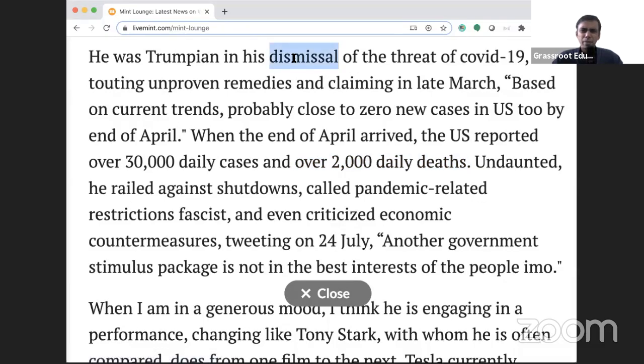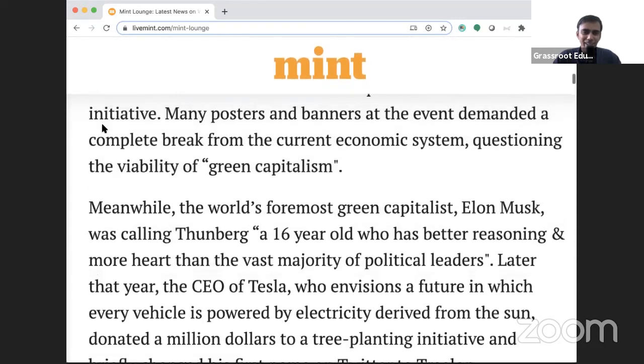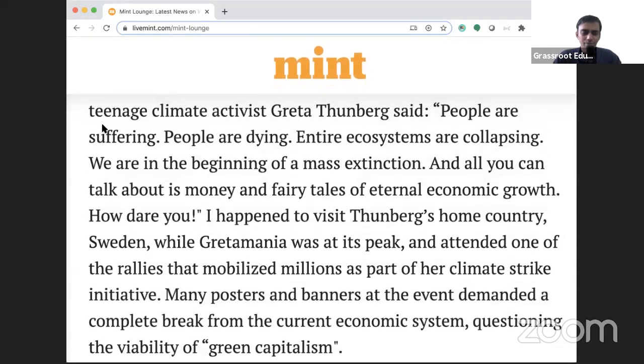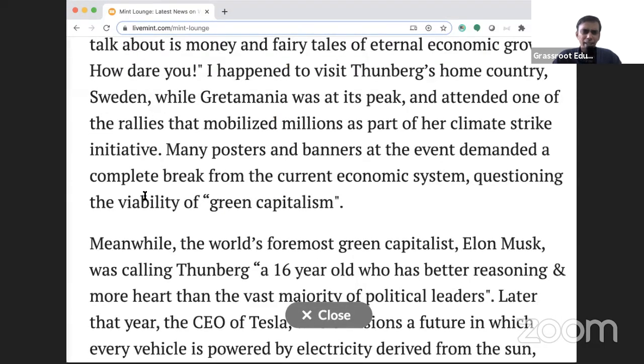Now, dismissal means to dismiss, okay, to shrug away, saying that this is not possible, okay, this will not happen. Dismissal of the threat of COVID-19. So when news reporters are saying that COVID-19 is increasing, he said that there is nothing of this sort. He dismissed it. Okay, good. Now it's time for you to give me sentences. Time for us to learn new words. One of your favorite activities. Let's begin.